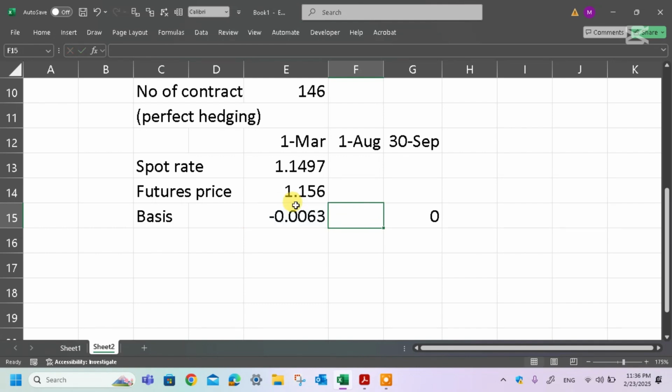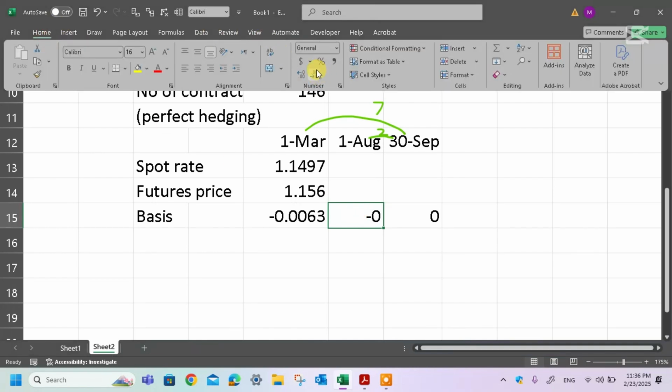Okay, months. Check the month calculation, 1st of March to 1st of September, or 30th of September. March, April, May, June, July, August, September. 7 months. Here August and September are remaining 2 months. So how do you find unexpired basis? This basis, divide by 7 to find per month how many basis points, multiply by 2 remaining months.